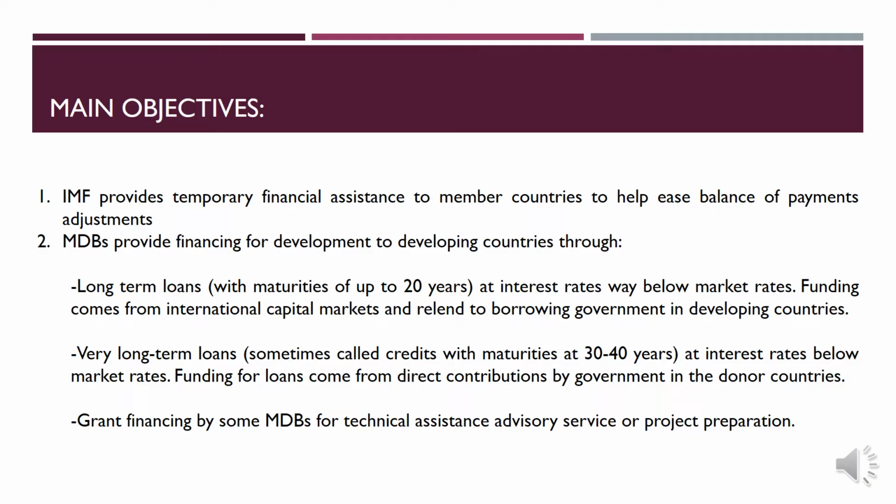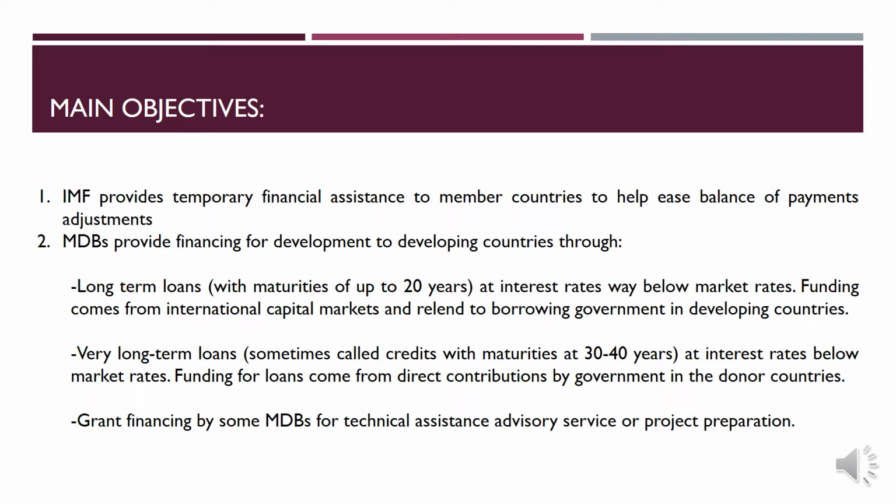Number one, IMF provides temporary financial assistance to member countries to help ease balance of payment adjustments. Number two, MDBs provide financing for development to developing countries through, of course, number one, long-term loans, and the other one is very long-term loans. So for long-term loans, it has the maturity of 20 years at interest rates way below the market rates. Of course, funding comes from international capital markets and relent to borrowing governments in developing countries.